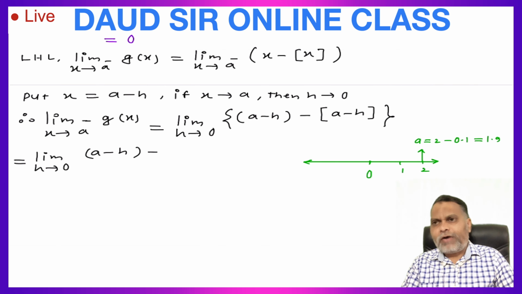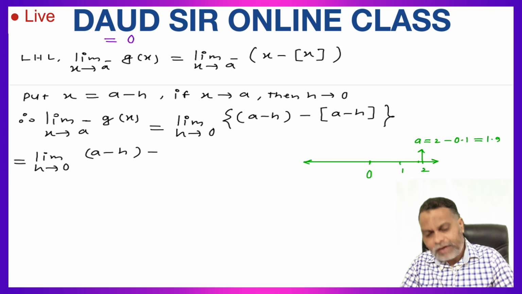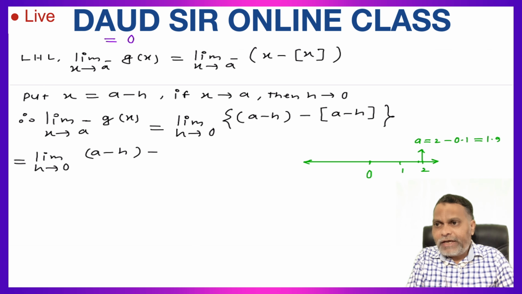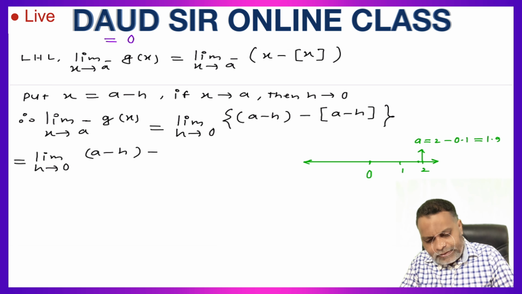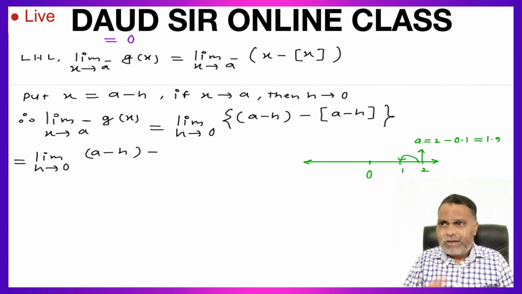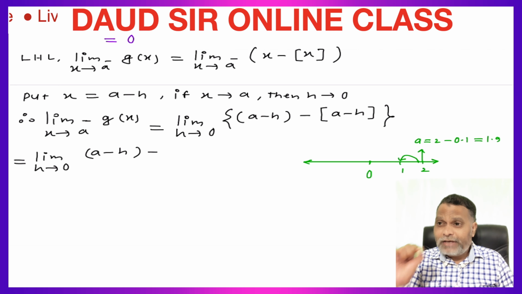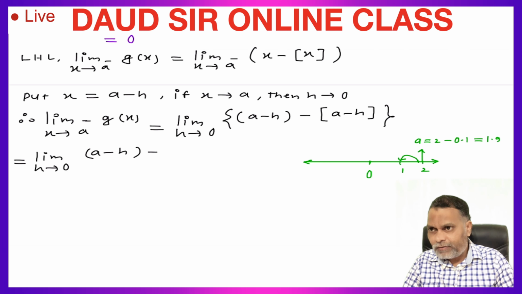so it will be 1.9. This 1.9 is not an integer, so we have to take the integer. For taking the integer, we can go to the left side. So on the left side, this value will be 1. So 1 will be the greatest integer of this when we have taken a is equal to 2. So when a is equal to 2, then the greatest integer of a minus h is 1.